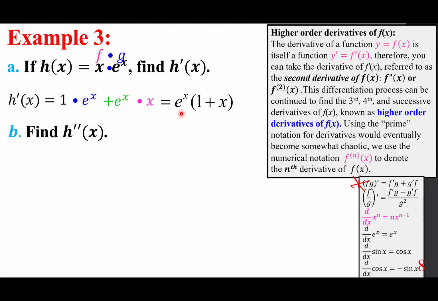We are going to call this f and this g. So according to what I have here now, the f function, f of x, is e to the power of x, and the entire parentheses 1 plus x is the g function. And again, I'm going to use the product rule on that.